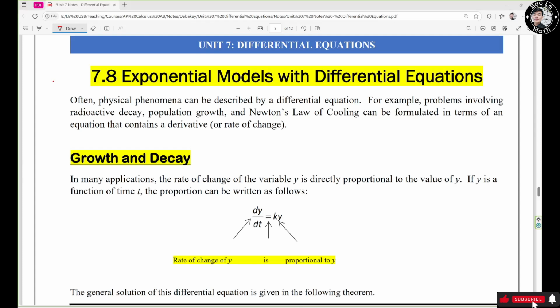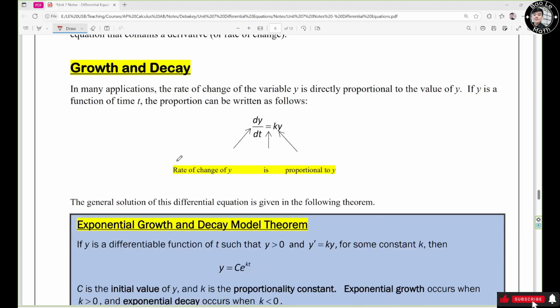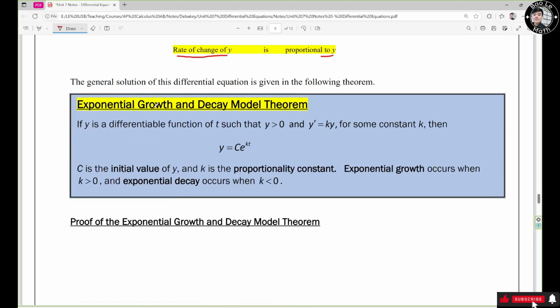Hello everyone, in this video we're going to explore topic 7.8, exponential models with differential equations. First, we're going to talk about the growth and decay function. In many applications, the rate of change of the variable y is directly proportional to the value of y. If y is a function of time t, the proportion can be written as follows: dy/dt equals k times y.